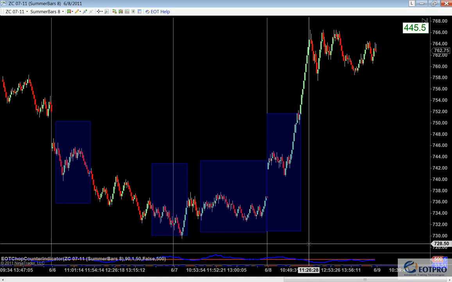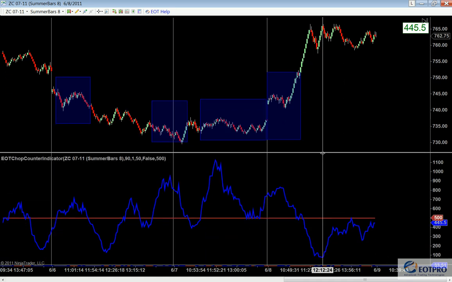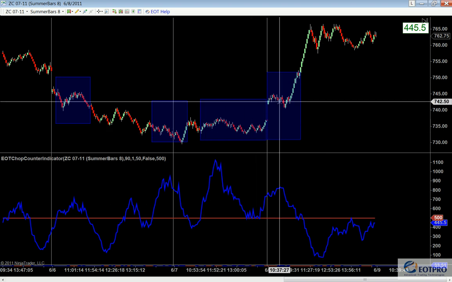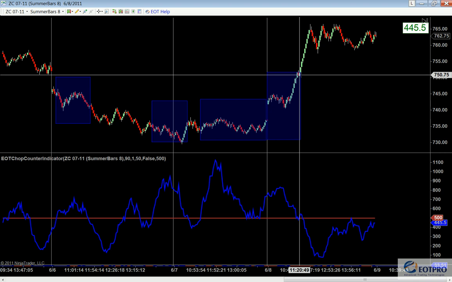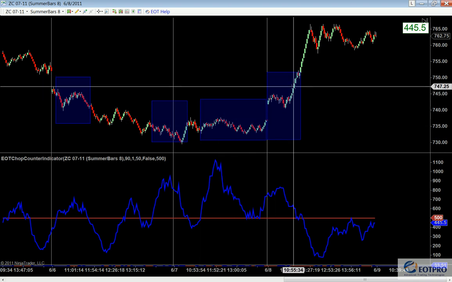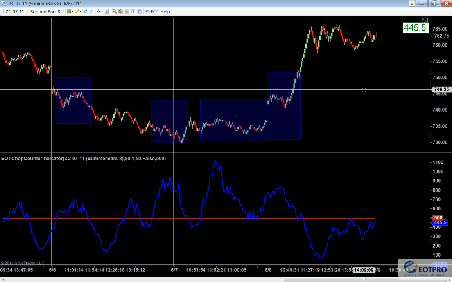So once again, what is it that you want? Because you have a choice. No choppy trades and no early breakout, or choppy trades and yes, I want the breakout. Your choice. You decide, ladies and gentlemen.